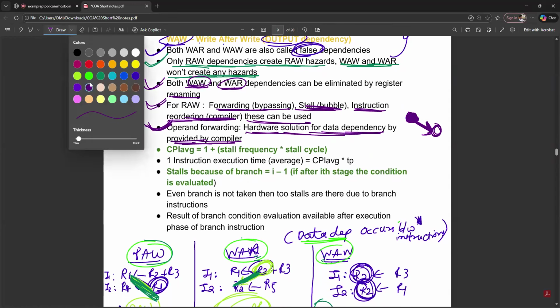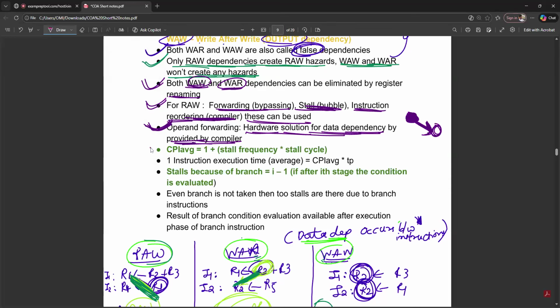Okay. Now, this is one point you have to remember: CPI is equal to 1 plus stall frequency into stall cycles. If there are questions in which something related to frequencies and stalls is given, this is the case in which you have to calculate CPI, which is cycles per instruction. Per instruction, how many cycles it takes. So one plus extra.